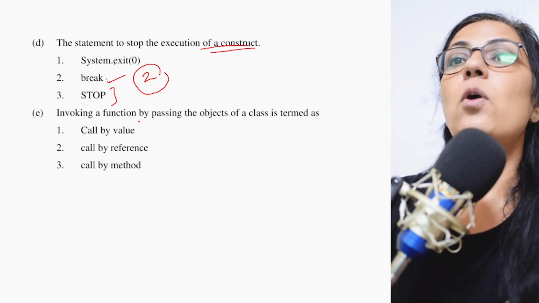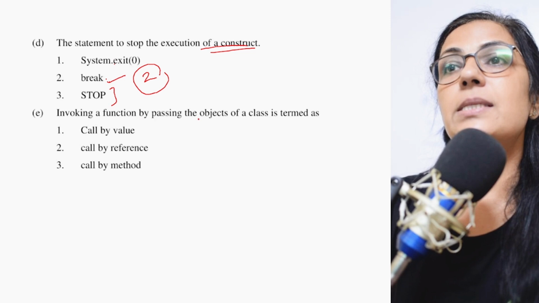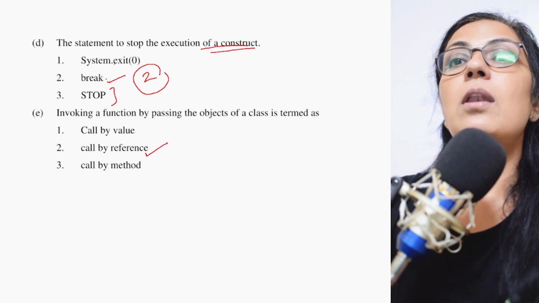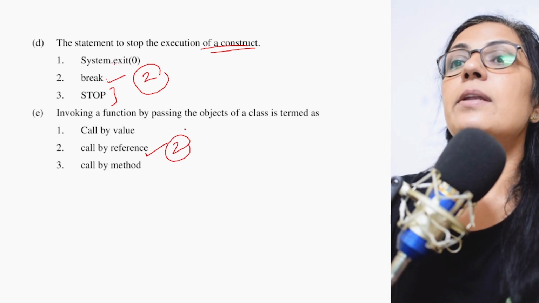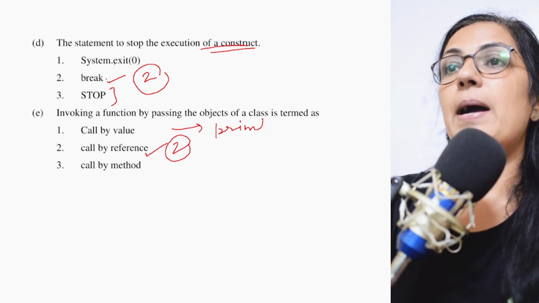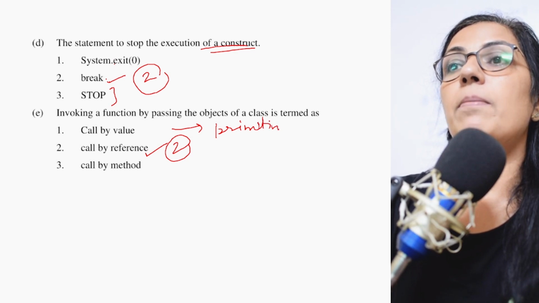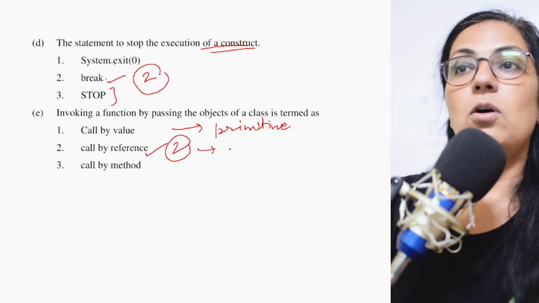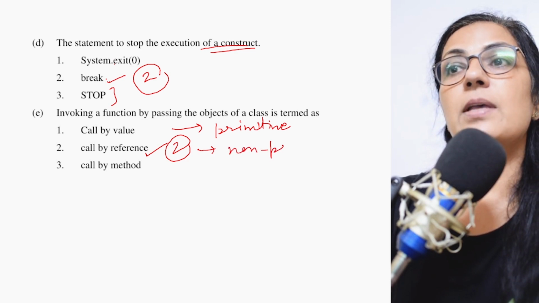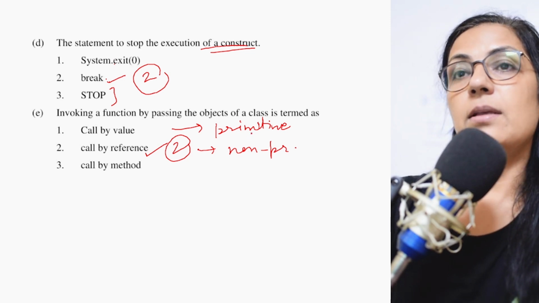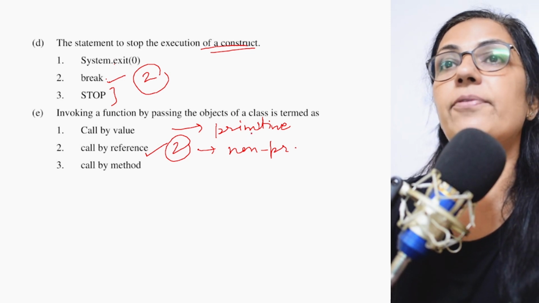Next is invoking a function by passing the objects of a class is termed as call by reference. Children, all the primitive data types are passed using call by value, and here for call by reference all non-primitive data types are used, right? So for object, for arrays, we will use call by reference.